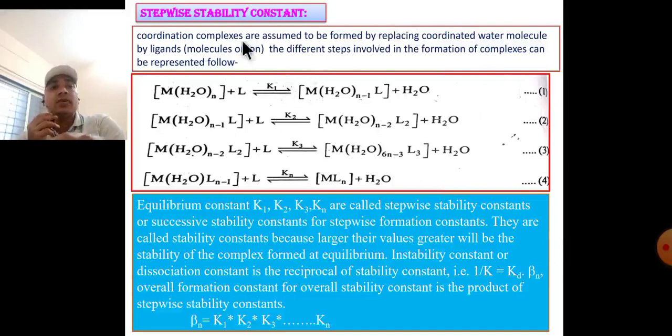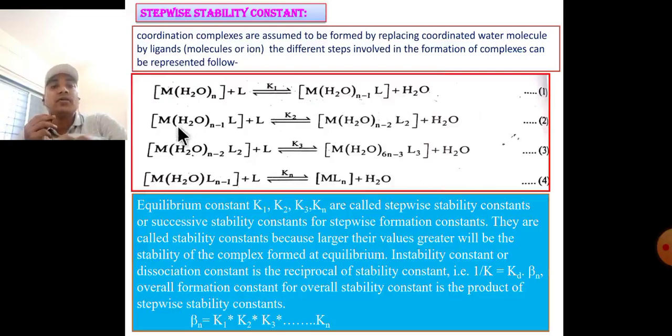In stepwise stability constant, coordination complexes are assumed to be formed by replacing coordinated water molecules by ligand molecules or ions. The different steps involved in the formation of complex can be represented as below. First step: metal with n water ligands plus one ligand; one water ligand is replaced by one ligand. L in this reaction is the ligand.